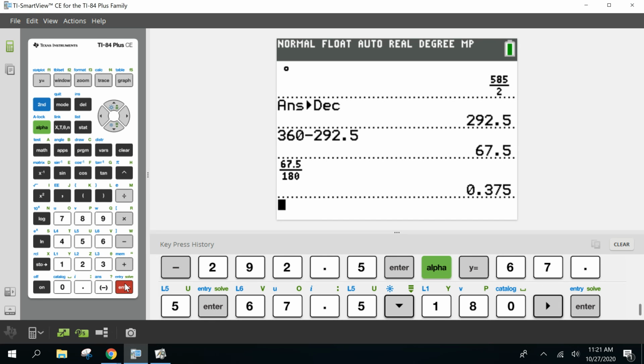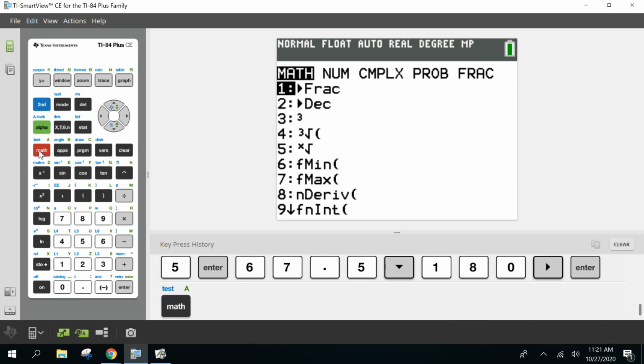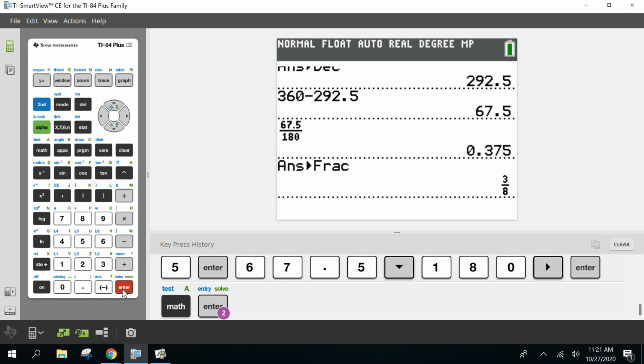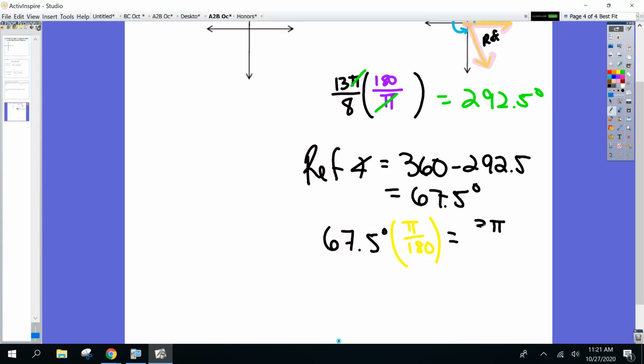So I've been trying to tell most of you how to turn a decimal into a fraction all year, and that's hitting your math button again. So let's hit our math button. Turn number one now, turn it into a fraction for me. 3 over 8. So 3 pi over 8 is my reference angle in radians.